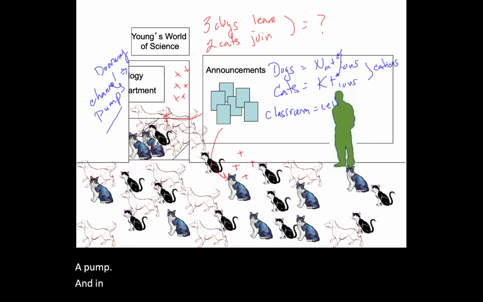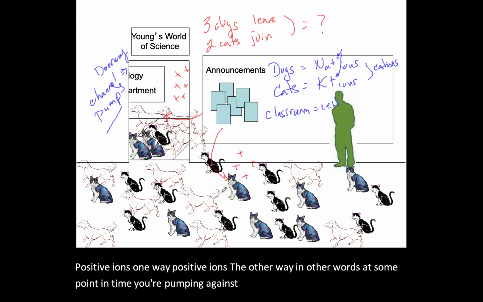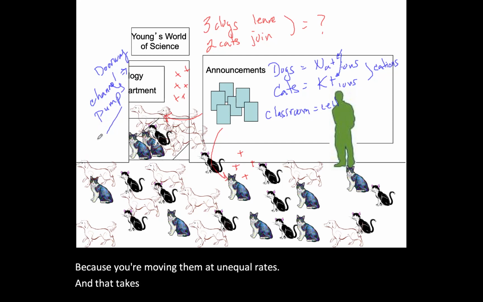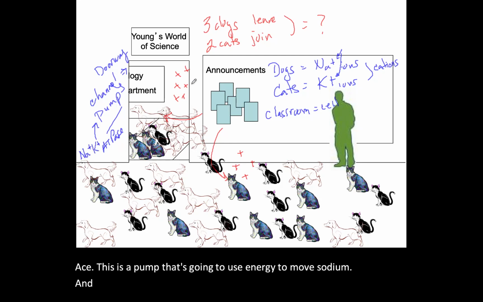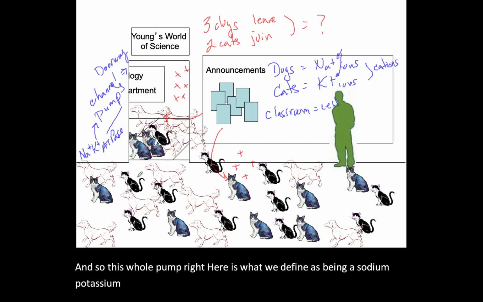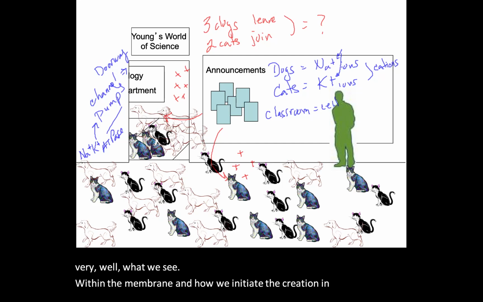And in fact, this is a pump that is pumping positive ions one way, positive ions the other way. In other words, at some point in time, you're pumping against the concentration gradient of one of these ions because you're moving them at unequal rates. And that takes energy, which is why this is a pump. In fact, we classify this as an ATPase. This is a pump that's going to use energy to move sodium and potassium. And so this whole pump right here is what we define as being a sodium-potassium ATPase. This little example mimicked very well what we see within the membrane and how we initiate the creation and formation of the action potential.